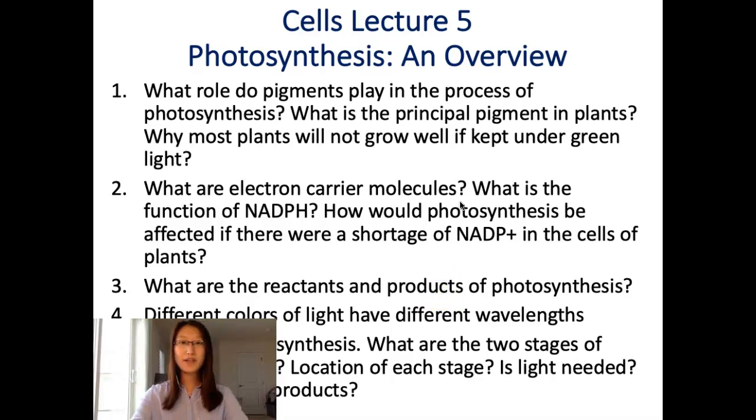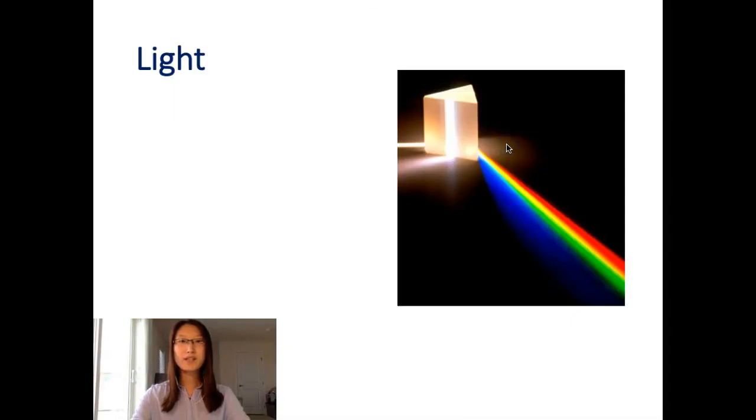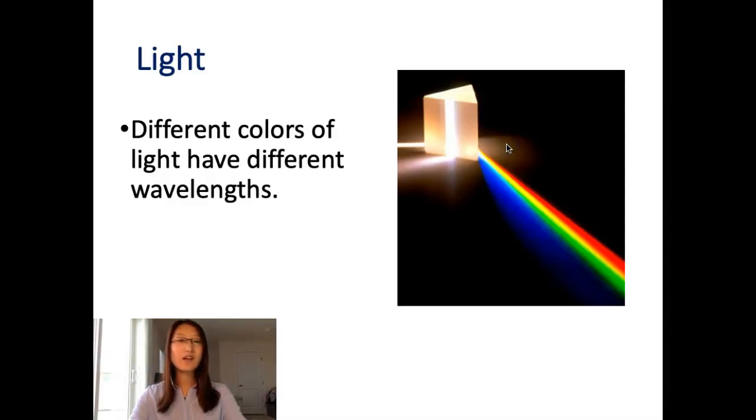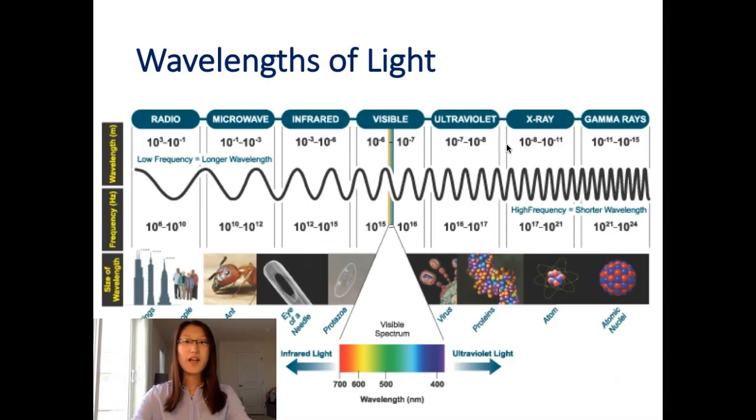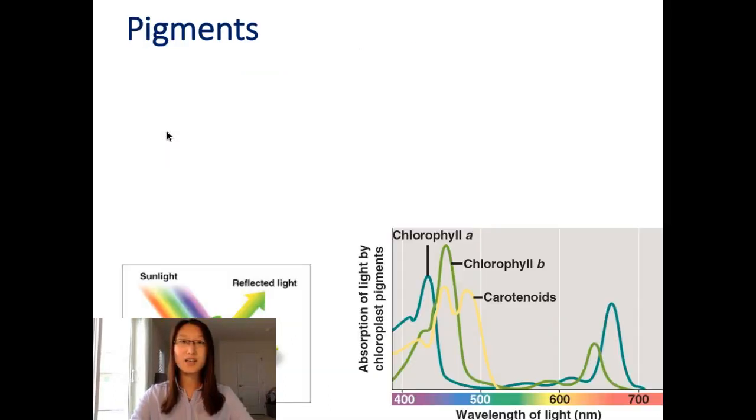Hello everyone, in this video we're going to talk about an overview of photosynthesis. The first thing that we want to discuss is light. There is a visible spectrum of light and there's also an invisible spectrum of light. As you can see right here, the visible spectrum of light is actually a very small spectrum, and there are many other types of light such as X-ray and microwave and radio. Those are all wavelengths of light that we cannot see, but they're very helpful for us in our daily life.